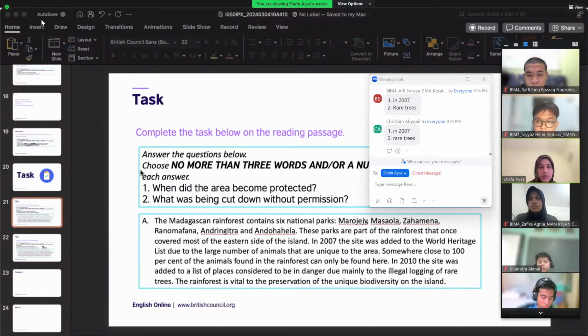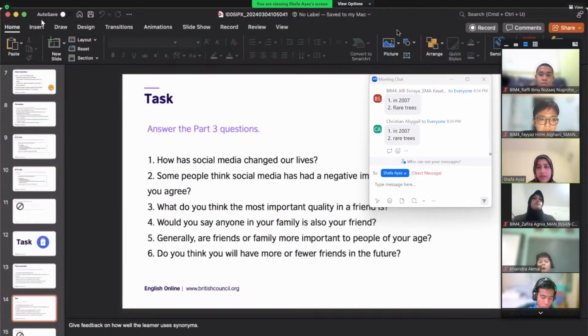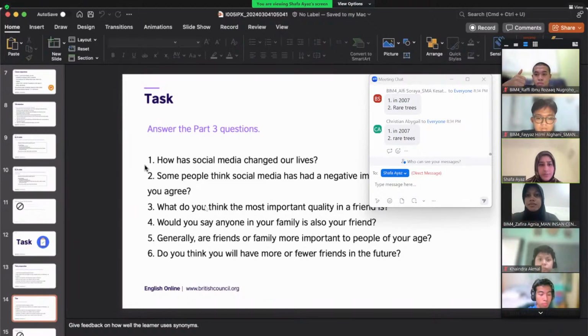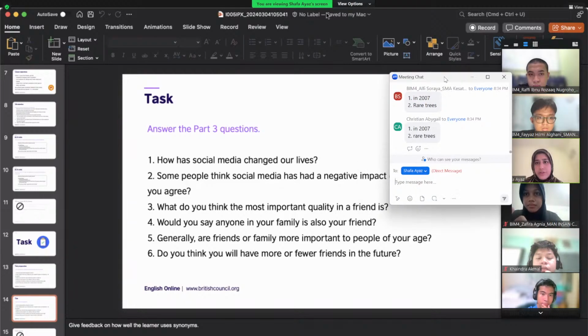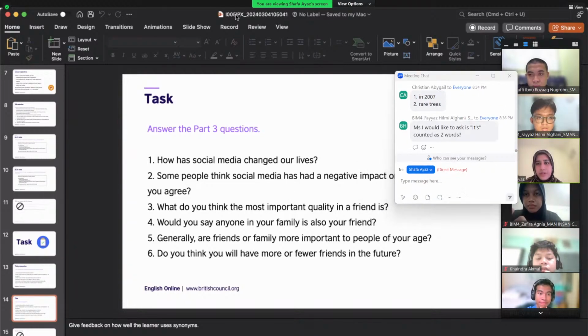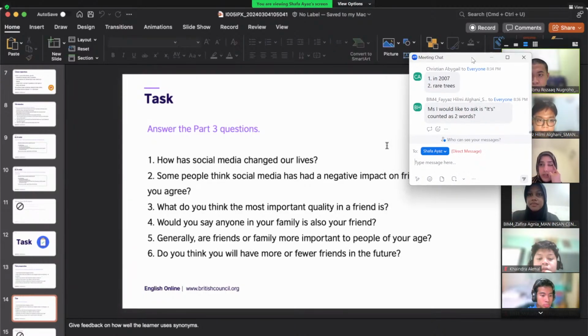And let me just share my screen. Can you see my new screen? Can everybody see my new screen? Yes, we see it. Is it saying answer the part 3 question? Yes. Yes, miss. Okay, perfect, good.